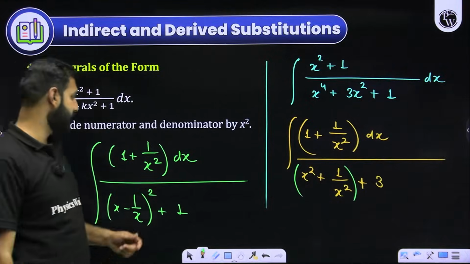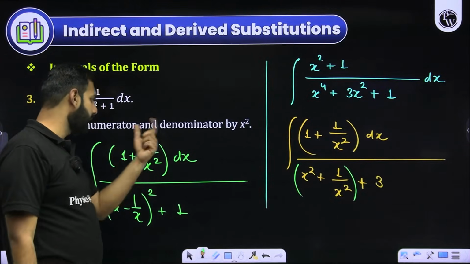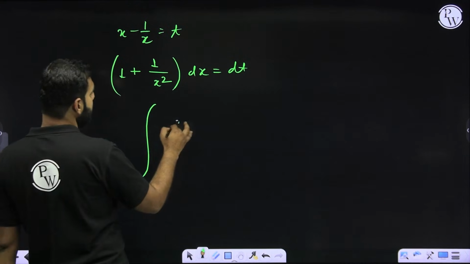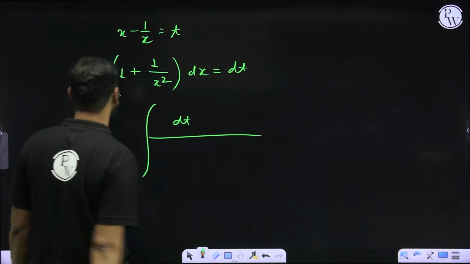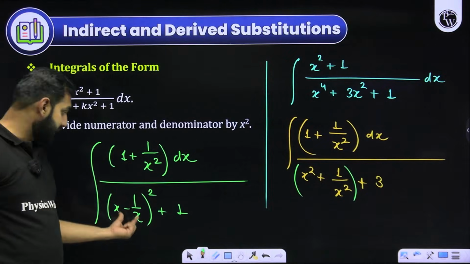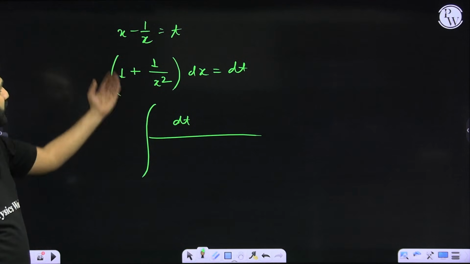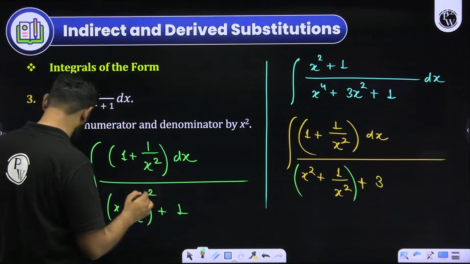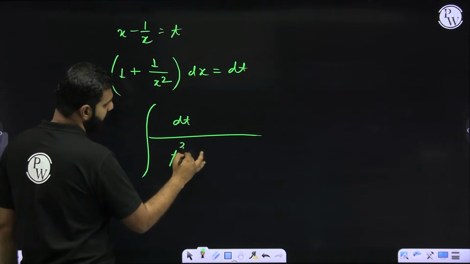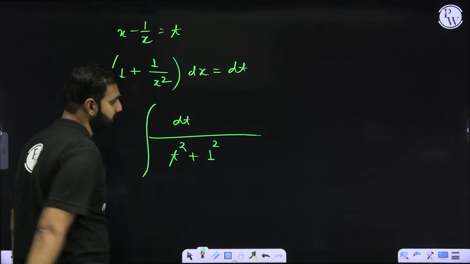Why am I saying so? 1 plus 1 by x square dx has become dt divided by this. What is it? This we have assumed as t. So it is nothing but t square plus 1, which I can write as t square plus 1 square.